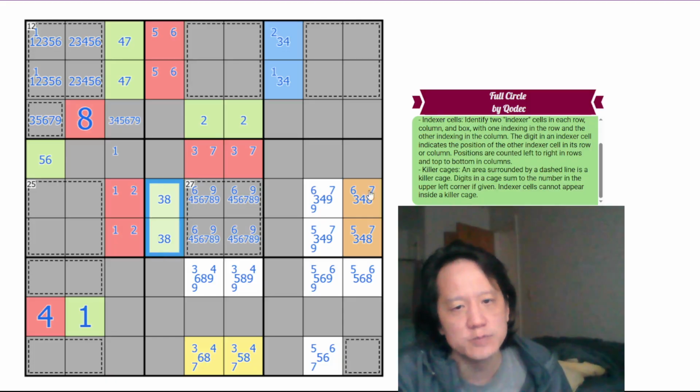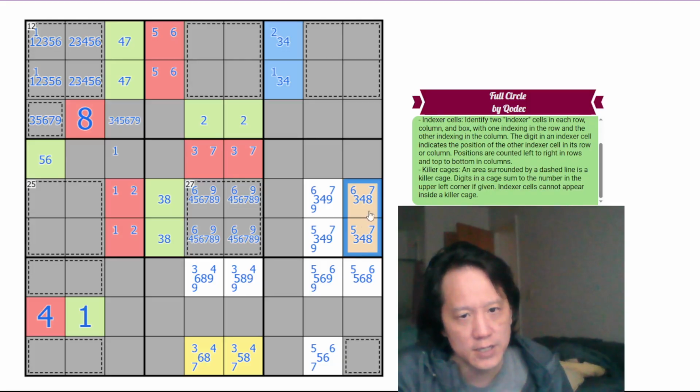But this green is pointing at 3 and 8. So this would have to be green also. It cannot be the red indexer. So the guaranteed indexer here is green. If it's red and it's not indexing outside the box, it would have to match this. But this doesn't point to that, because it's a 9.